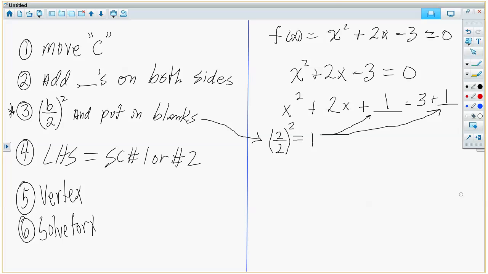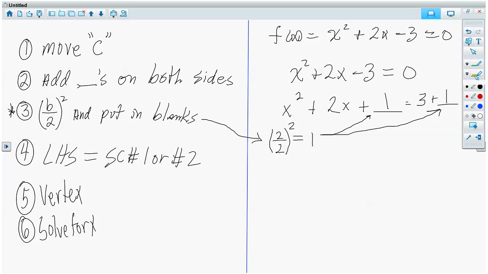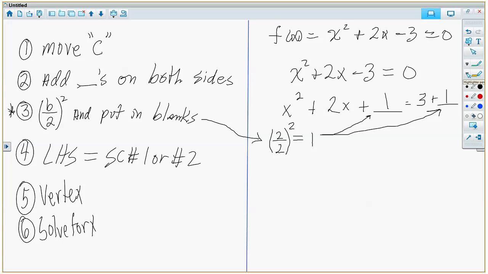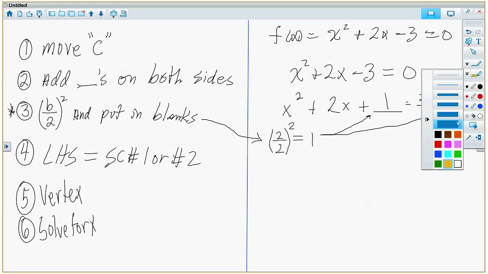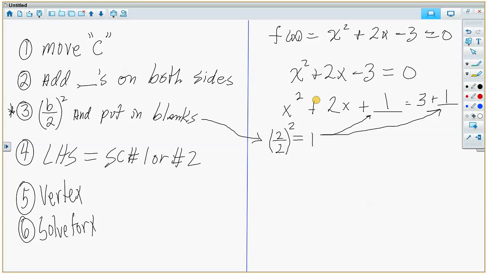Now, once I do number 3, which is the most important part, that gives me what? Shortcut number 1 or 2 on the left-hand side. Now, if you're one of those people that have consistently said that you're not going to learn the shortcuts, then you're going to suck at this. Okay? And you'll probably fail the test.